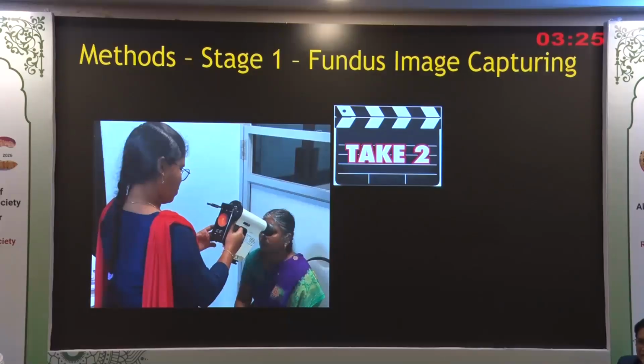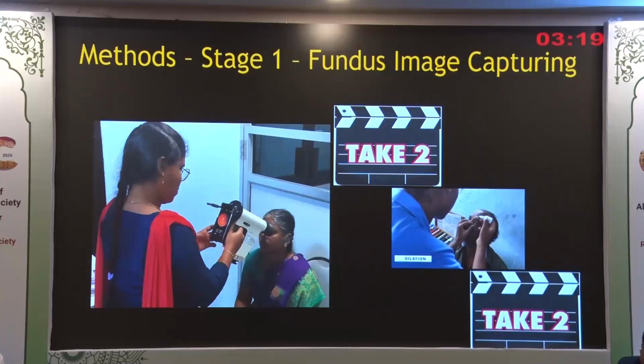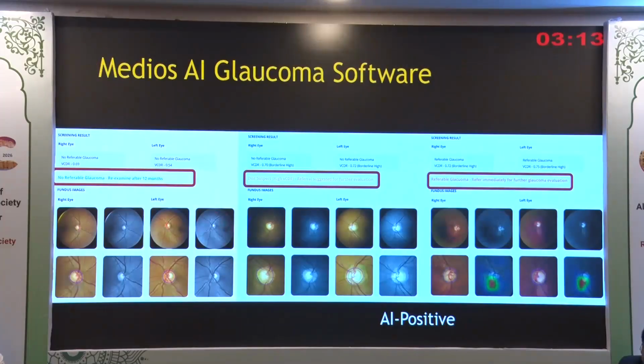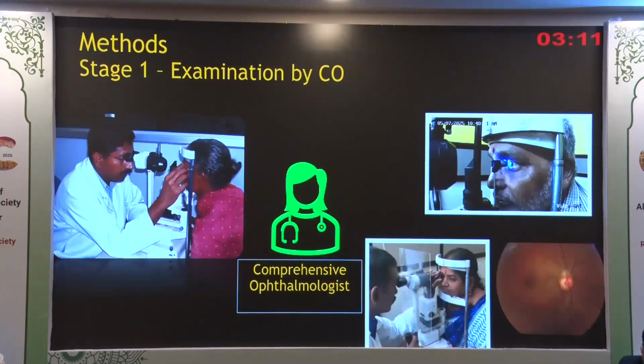Methodology actually happened in 2 stages. In the first stage, non-mydriatic fundus photo was captured. Only 2 attempts were made. If the image was not clear, we dilated the pupil and took 2 more attempts. The time taken for this process was captured. In the next stage, the patients were examined by the comprehensive ophthalmologist, who was completely blinded to the AI findings.